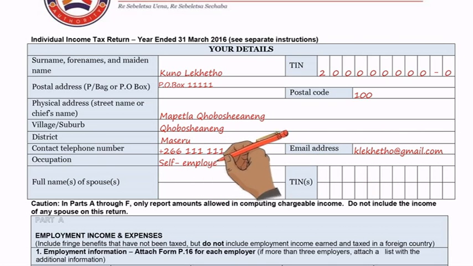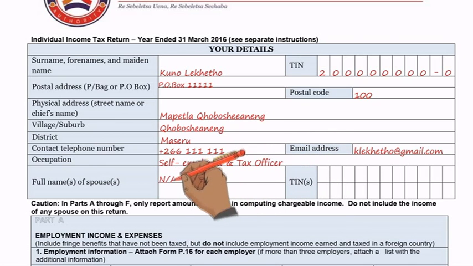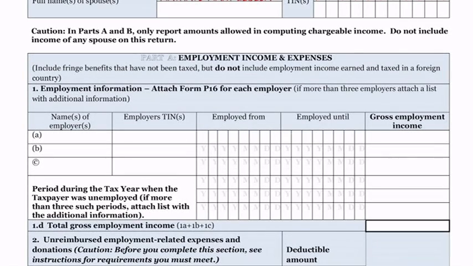Fill in the occupation, names of spouse or spouses if applicable, as well as the TIN. In this section, we fill in the employment income and expenses. We include the fringe benefit received if they have not been taxed from the employer.